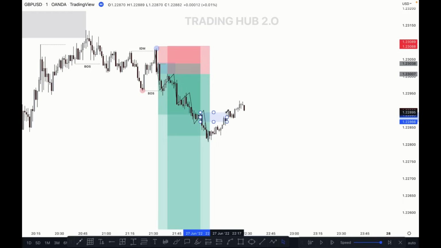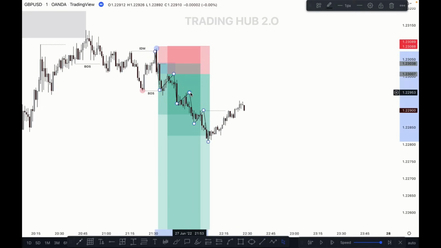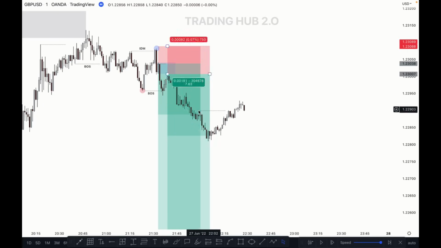Don't be the inducement and don't become liquidity. Wait for the inducement, then we can sell here. So the first inducement is here, and it must be taken out before the buy or sell. So this high has been taken out and this low is now confirmed, as I taught you in the market structure video, part 1.